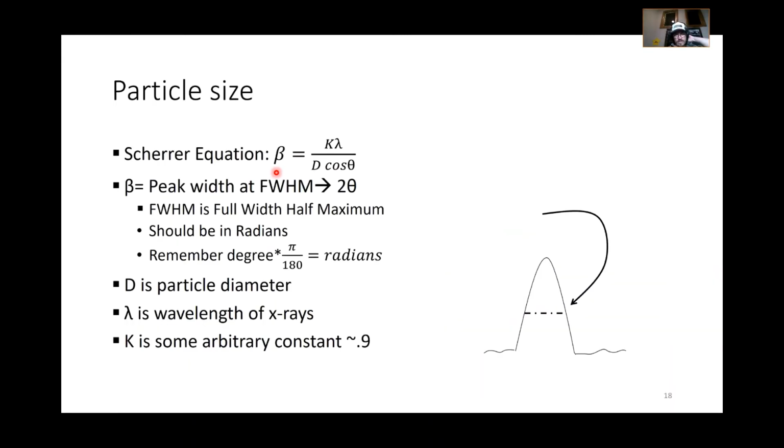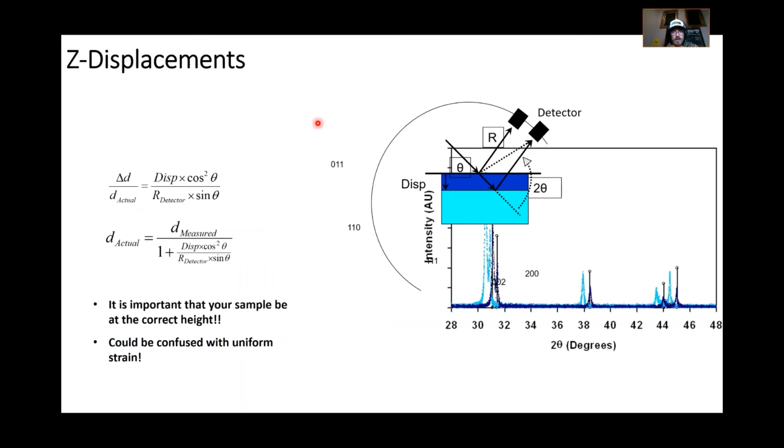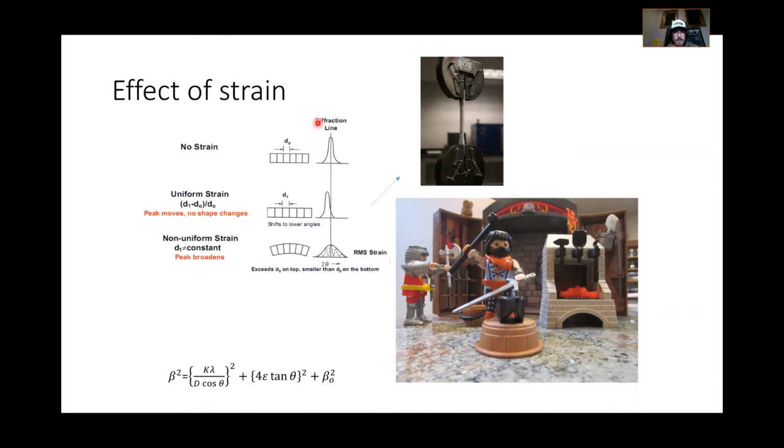Particle size. You can calculate particle size from XRD spectra using the Scherrer equation. And the Scherrer equation is very similar in form to the strain equation. This equation here is pretty much the Scherrer equation, except we're squaring things.